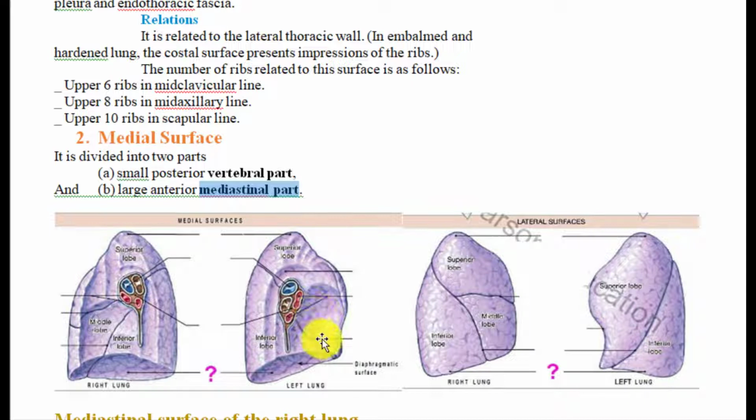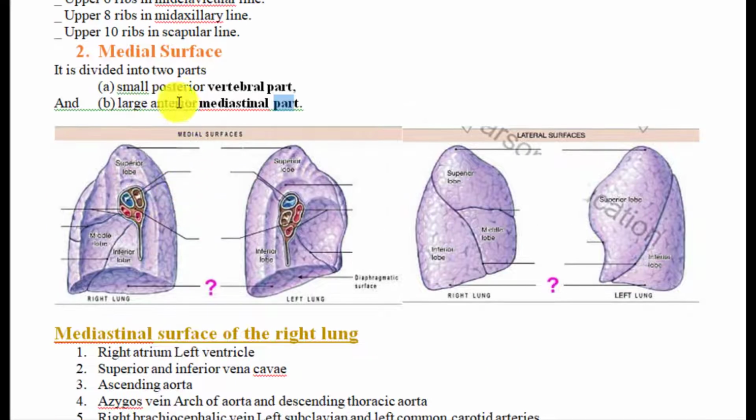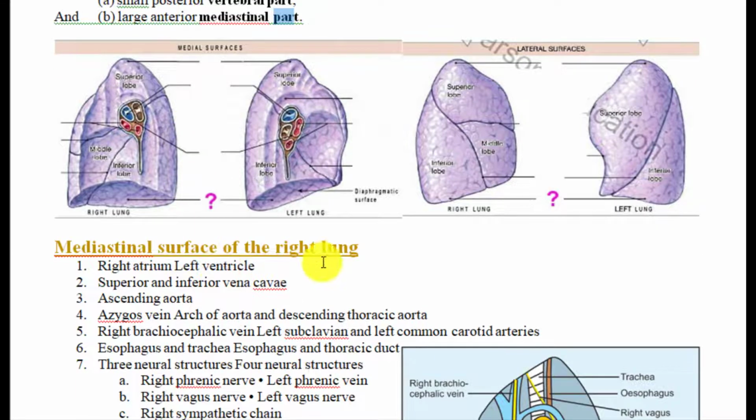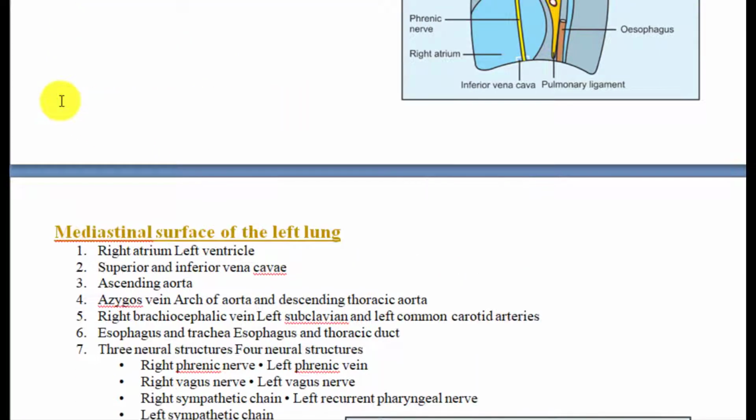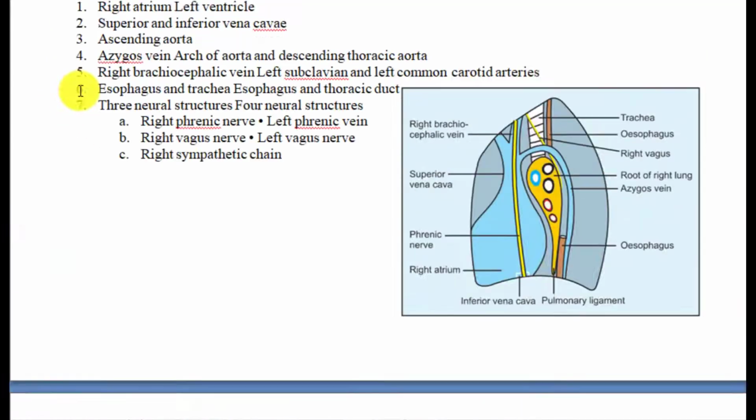So this small part is the vertebral part and this large part is the mediastinal part. Once again, the medial surface is divided into the vertebral part, which is a little bit smaller, and the mediastinal part, which is a little bit larger. Now what are the structures in the mediastinal surface of the right lung, and what are the structures in the mediastinal surface of the left lung? Let us see it here.